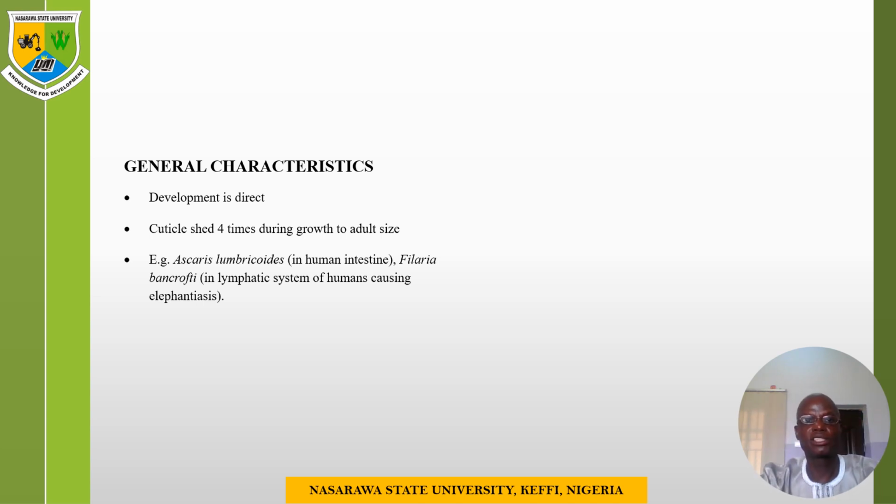The development of these organisms is direct. They shed their cuticle four times during growth to the adult size. Examples of these organisms include Ascaris lumbricoides, which is found in human intestines. We also have Wuchereria bancrofti, which is found in the lymphatic system of human beings and is responsible for the cause of what? Elephantiasis.